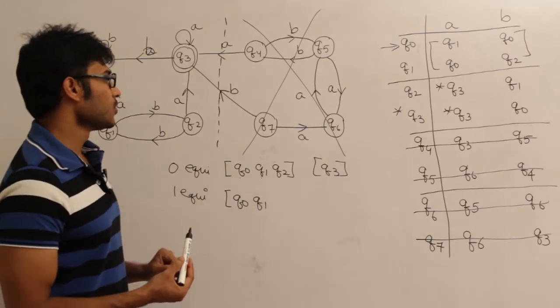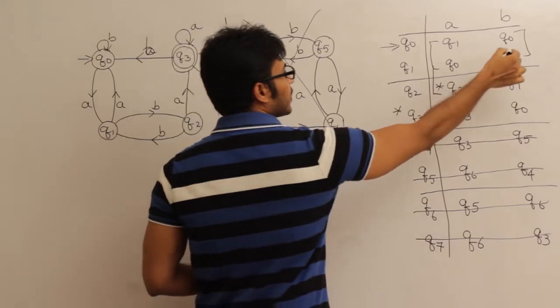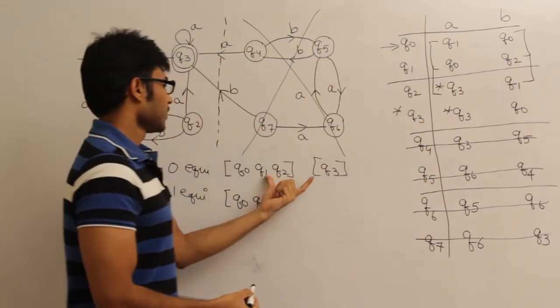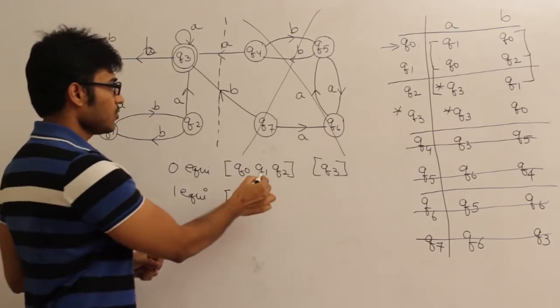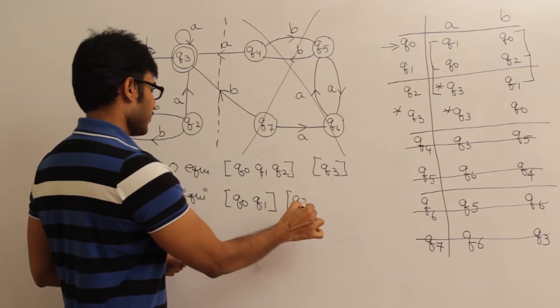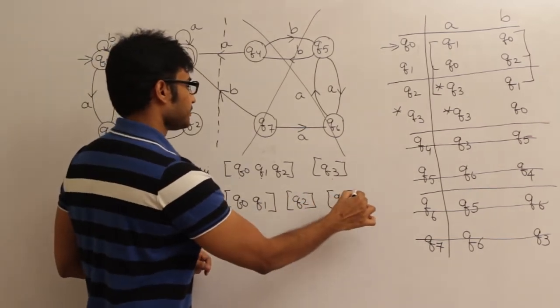Now, what about Q2? Now, let us compare Q0 and Q2. Q0 and Q2 are going to Q1 and Q3, which means they are going to different groups. Therefore, Q2 is not 1 equivalent with Q0 or Q1. So, this is what I get.